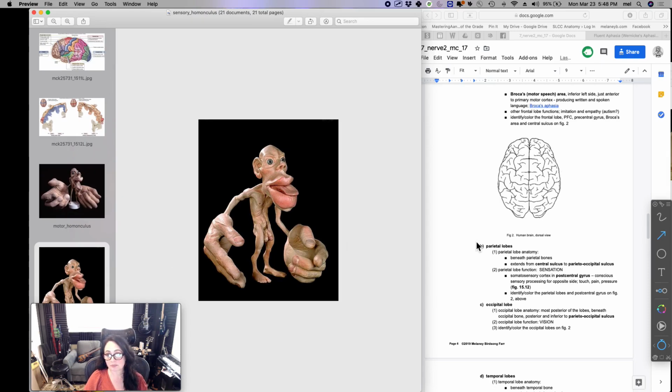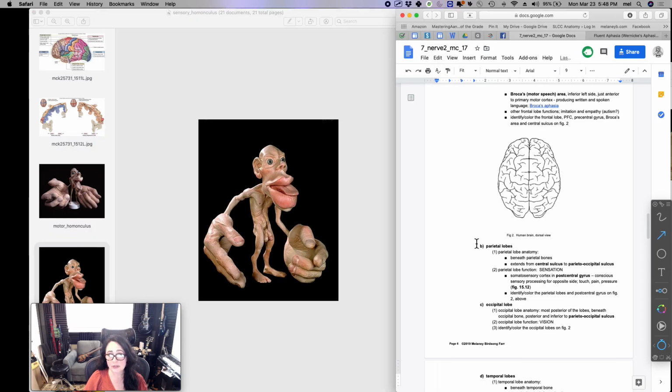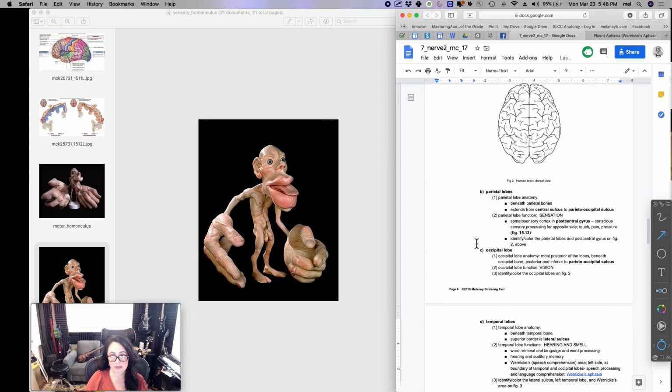Okay, so that is the parietal lobe, and specifically the location in the parietal lobe is the postcentral gyrus. Postcentral gyrus, okay, and its function is the primary somatosensory cortex.